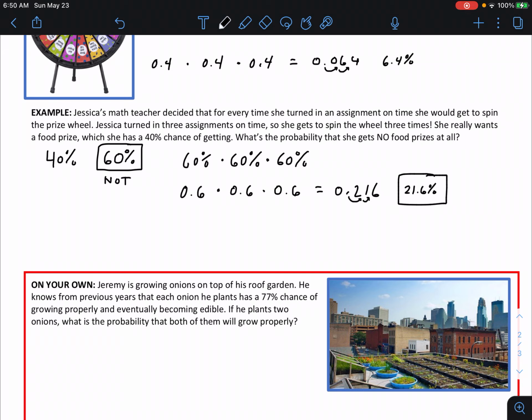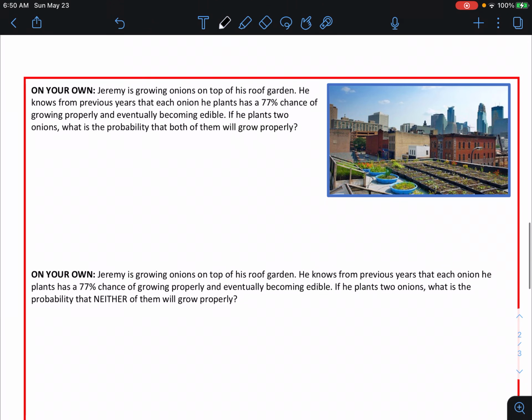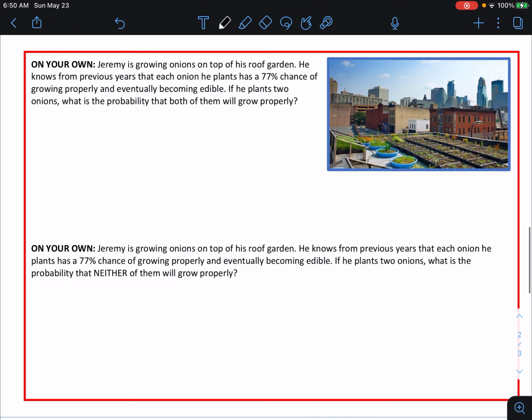Okay, so we use the complement, or the probability that she's not going to get any food prizes. All right, try this one on your own, about Jeremy growing onions in his rooftop garden, and see if you can figure out the answer to these 2 questions. And when you're done, remember this is in the red box, so you're going to have to submit on Schoology, into the assignment on Schoology.